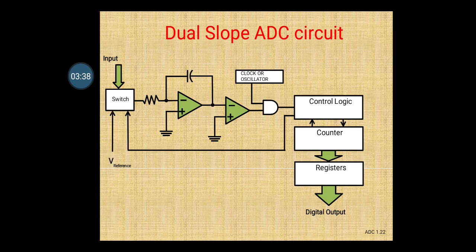This is the circuit diagram of the dual slope analog to digital converter. On the left side there is a switch. A switch can have only two states, either on or off. Two inputs are connected: one is the input and the second is the reference voltage. The reference voltage is a voltage with some predetermined value. For example, if we set the reference voltage to 3 volts, it won't ever change. It will remain at that voltage only.